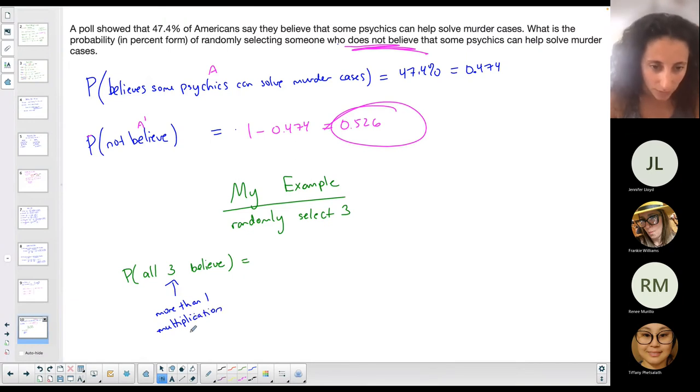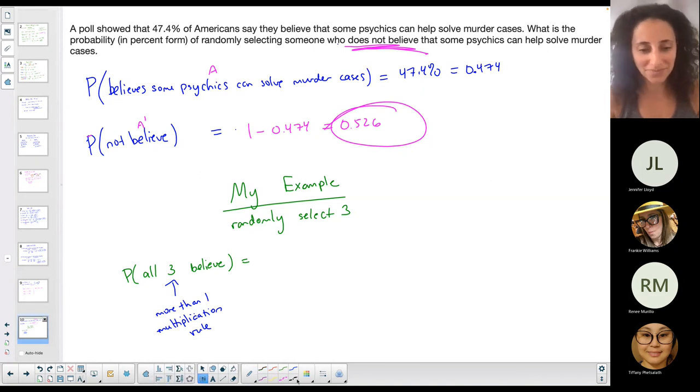Multiplication rule. Okay. More than one multiplication rule. And in this particular situation, they're always independent, because the probability of this random person believing that some psychics can help solve murder cases should be completely independent of this person over here that I randomly select believing that some psychics can help solve a murder case. Remember, they're being selected at random. So these are independent events, because one person believing should not affect another person believing, because they are random people.